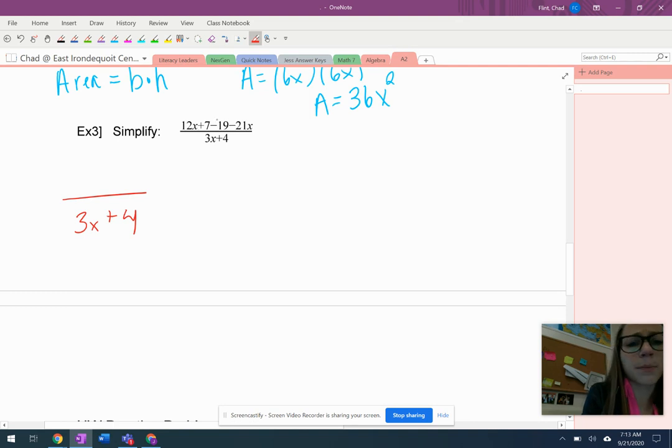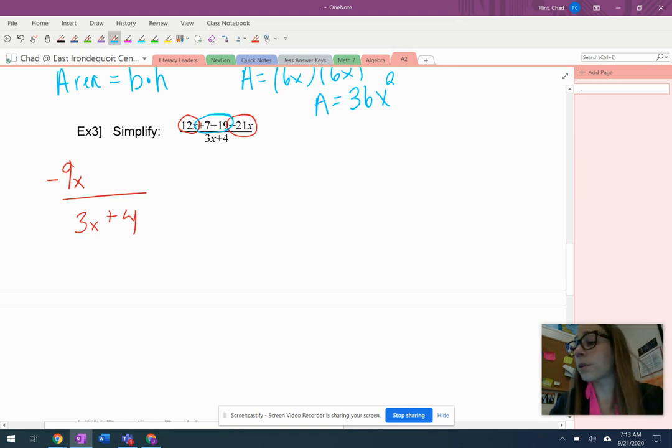But now let's look at the top. So we have 12x and negative 21x. So that would be 12 minus 21, which could give you negative 9x. And then that 7 minus 19, those are like terms, they're both numbers without variables, they're both constants, is that vocab word that we're looking for. And 7 minus 19 is a negative 12.